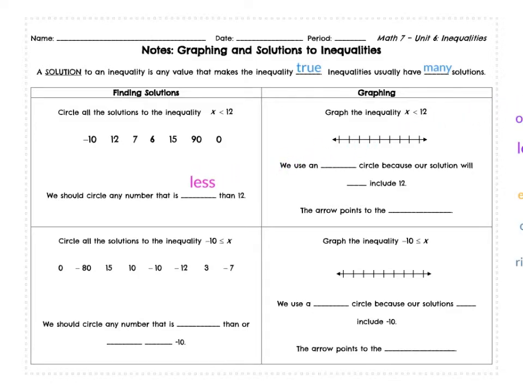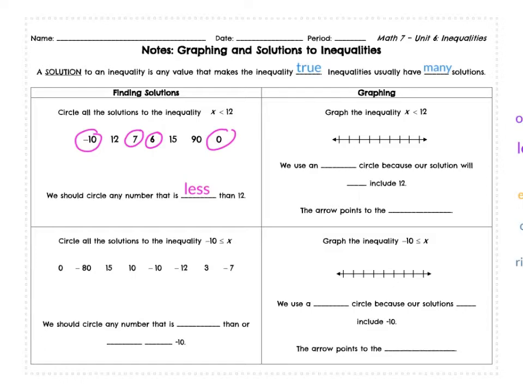Now looking at all of our choices, we've got negative 10, 12, 7, 6, 15, 90, 0. We're going to go through and circle anything that would be less than. Is negative 10 less than? Yes. Let's skip 12 for a moment. 7 is less than, 6 is less than, 15, nope, 90, nope. 0 is less than 12, yes, those work.